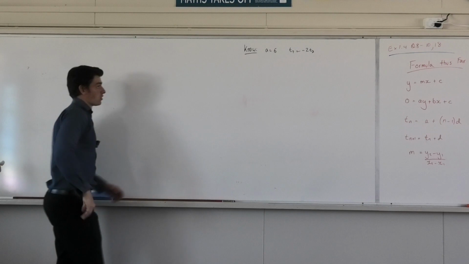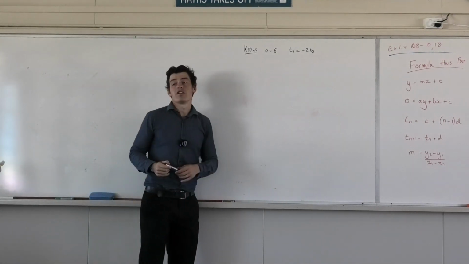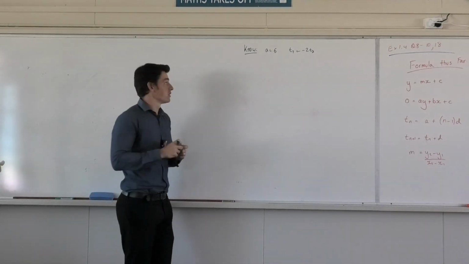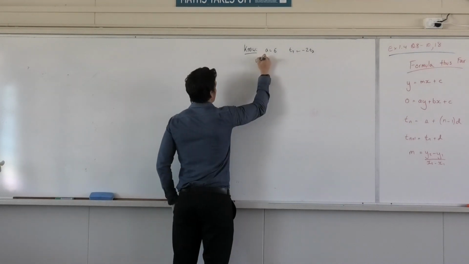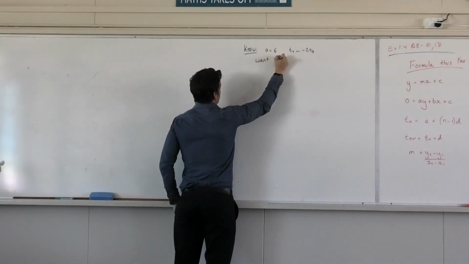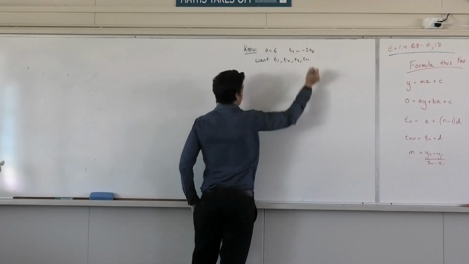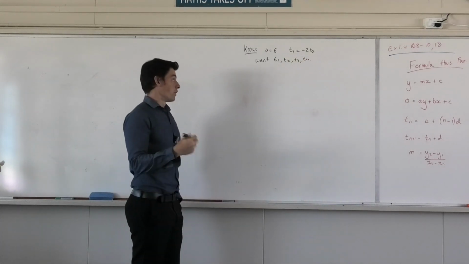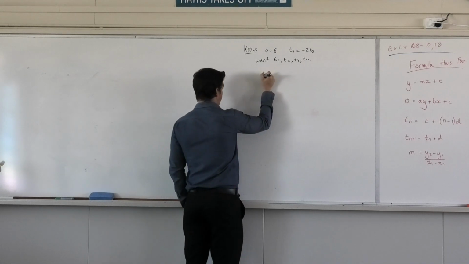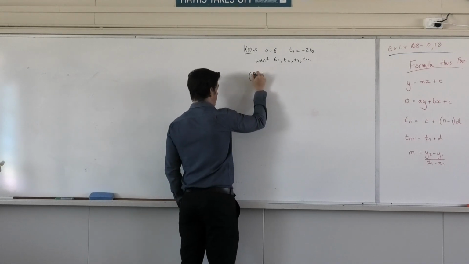Because there's only one value given, I'm pretty confident we're going to need to use simultaneous equations. So I want T1, T2, T3, and T4. I know that I'm going to need my difference at some point, so I'm just going to call this equation 1.